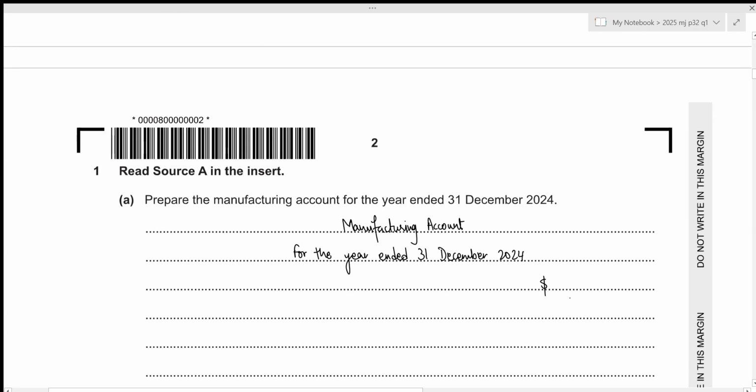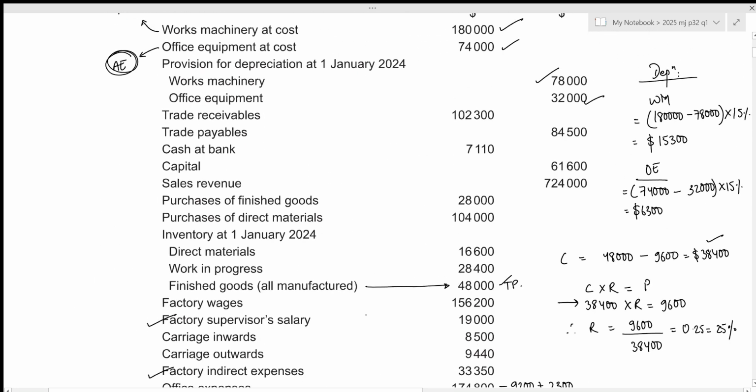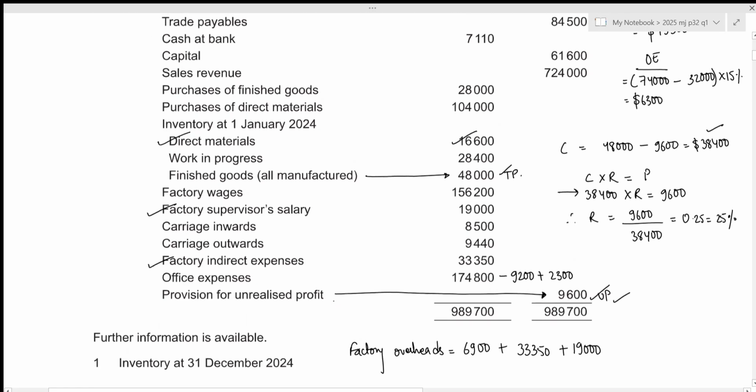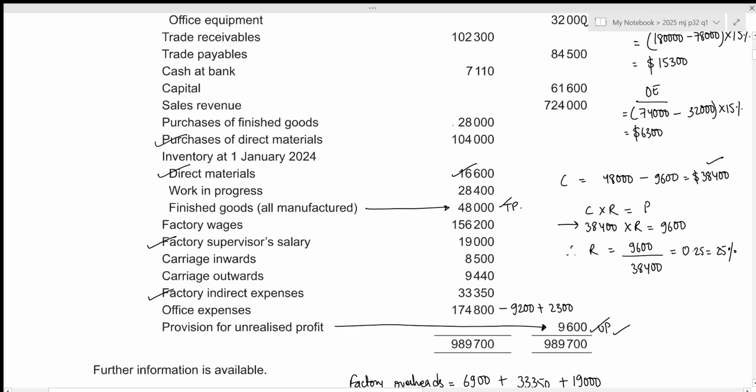Okay, now we can start preparing the manufacturing account. The very first item we include is the opening direct materials inventory. Let's take a look above. The opening direct material is given right here, 16,600. Then we need to include the purchases of direct materials. Let's take a look above. The purchases of direct materials is given right here, 104,000.